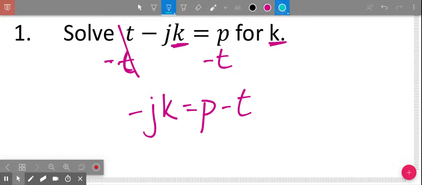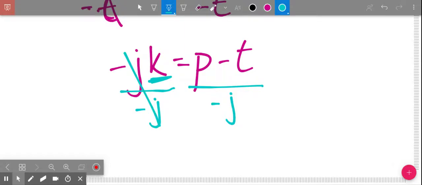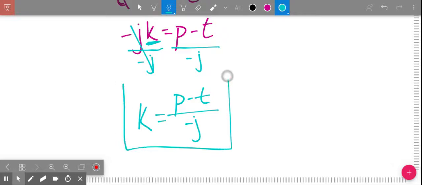Now at this point, I'm still trying to get the k all by itself. Between the j and the k, they're being multiplied. Since the negative j and the k are right next to each other, they're being multiplied. So to get rid of multiplication, we have to divide. We're going to divide both sides by a negative j. The j's cancel out, which is great. That's what we wanted. So all I have left is k is equal to p, t, and j, which are not like terms. Since they are not like terms, I can't combine them. So I'm just going to leave it as p minus t all over negative j. All right, so there's the first one.